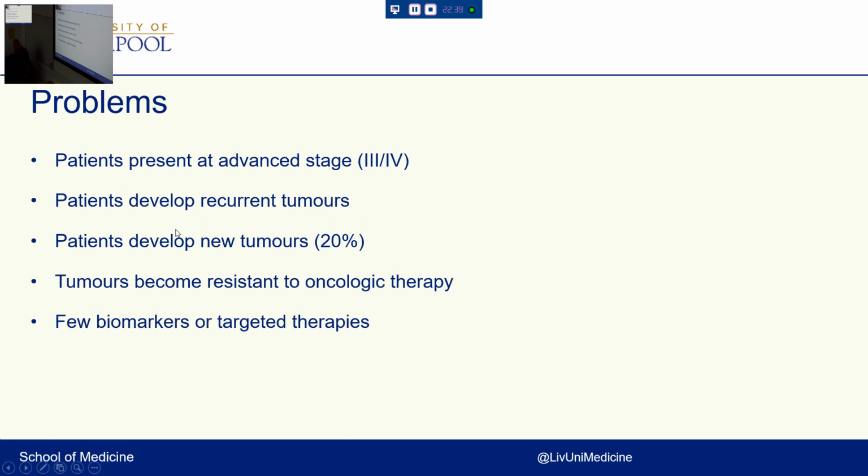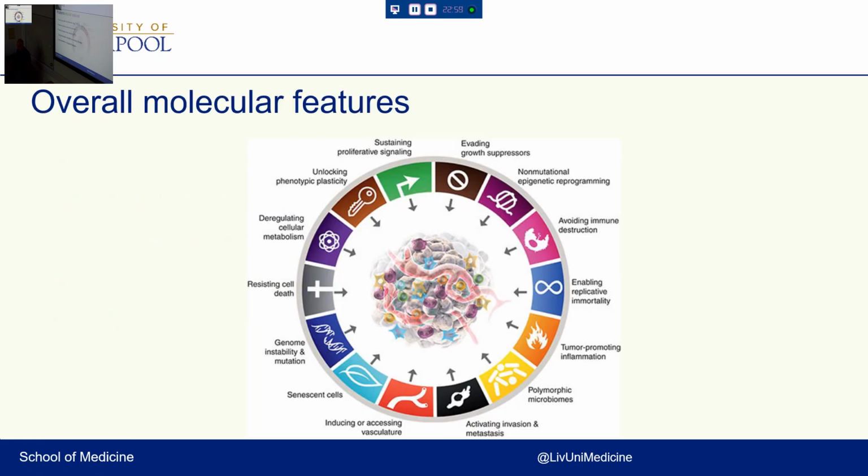But recurrent tumors, and that also means therapy-resistant tumors, how we understand the molecular aspects of that, and that's a particular interest of my own group. The fact that patients develop new tumors, and I'm going to talk about the molecular basis of that in a minute, and the fact that we are desperately needing new targeted therapies. So that's just a quick run through head and neck cancer as a disease.